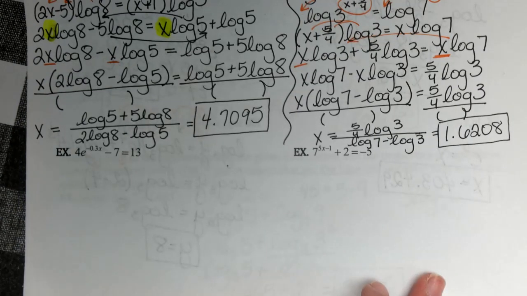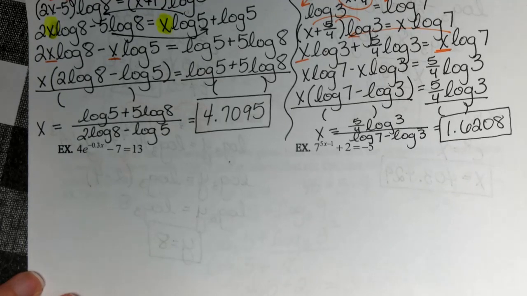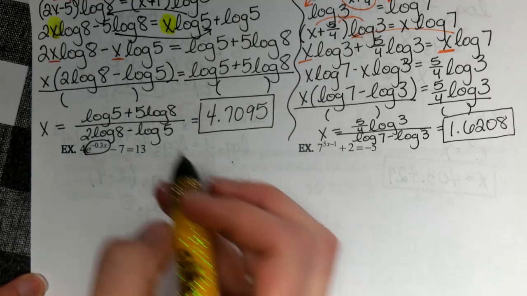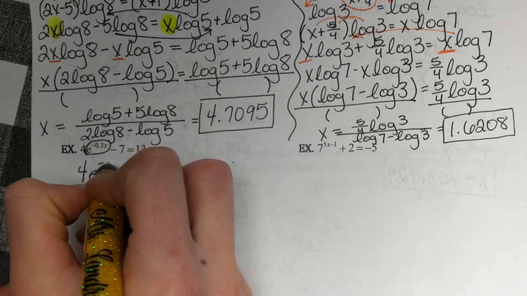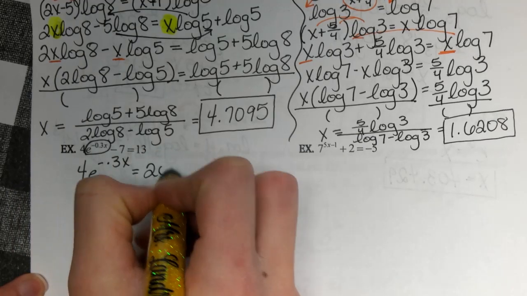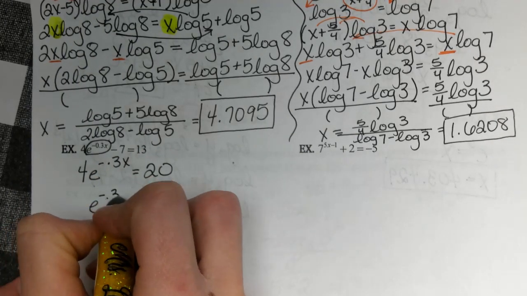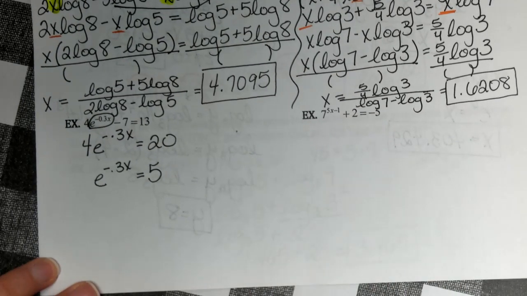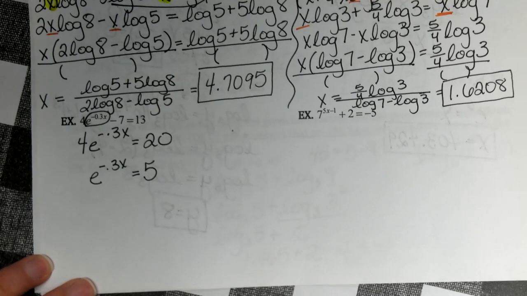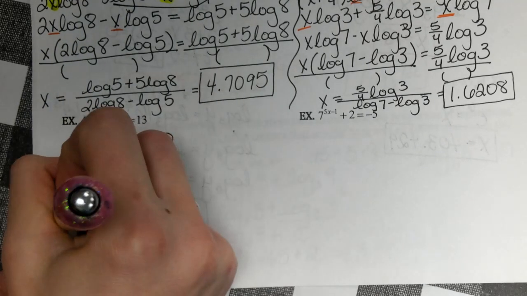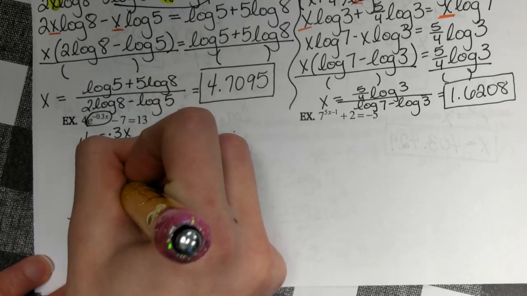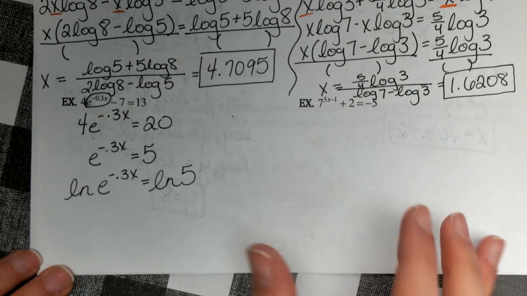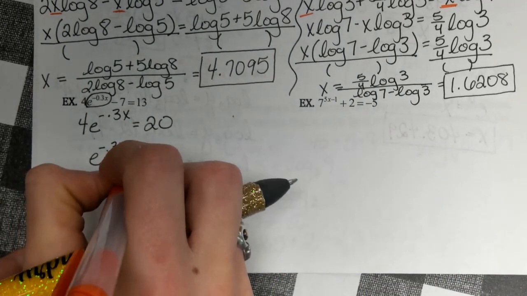This next example, 4e to the negative 0.3x minus 7 equals 13. I want e to the negative 0.3x by itself. So I'm going to add my 7. That gives me 20. Then divide by 4. That gives me 5. Okay, I have e as my base. So I'm not going to take the log of e. I'm going to take the natural log of both sides. Move my exponent to the front.